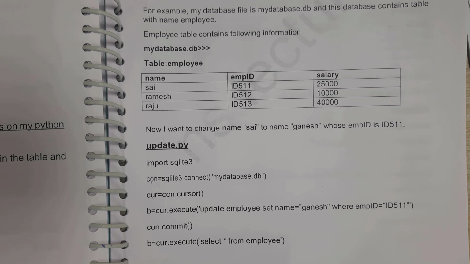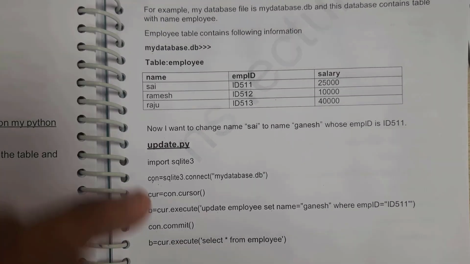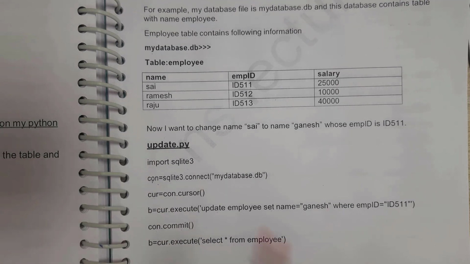Definitely after using the execute method, write here commit. My database is present in the variable con. So just write here con dot commit. So it will commit this operation. In this program, I changed this name Sai to Ganesh.